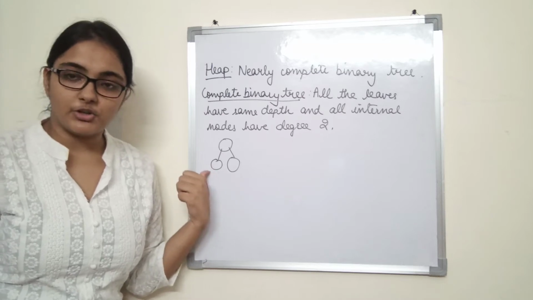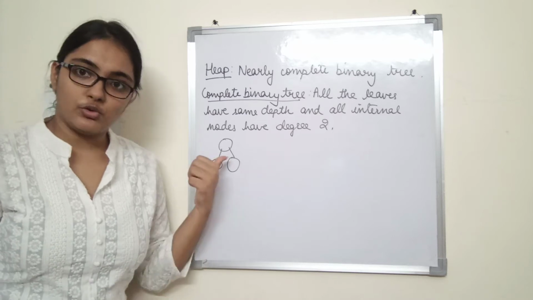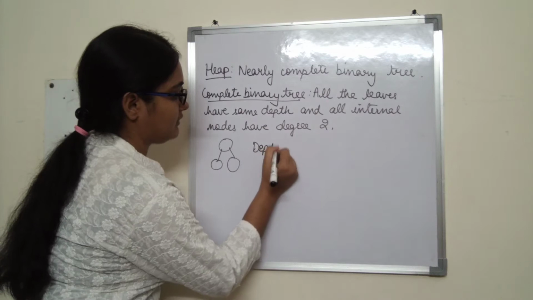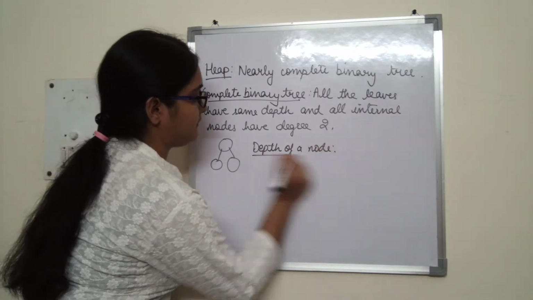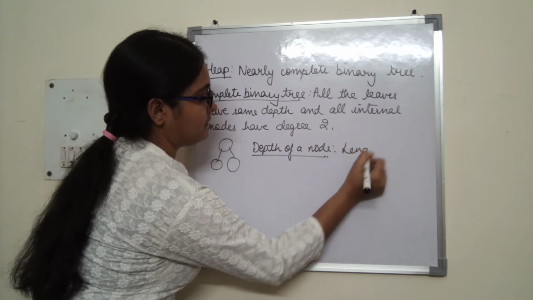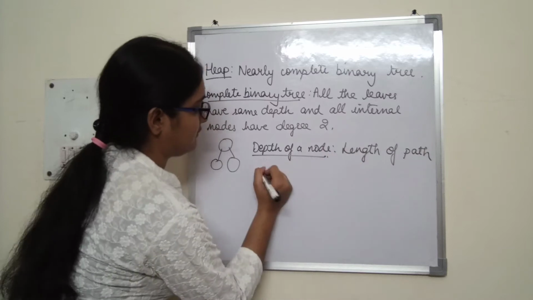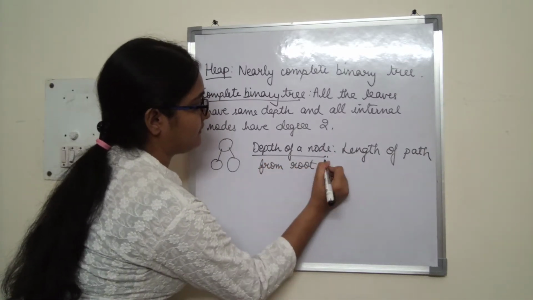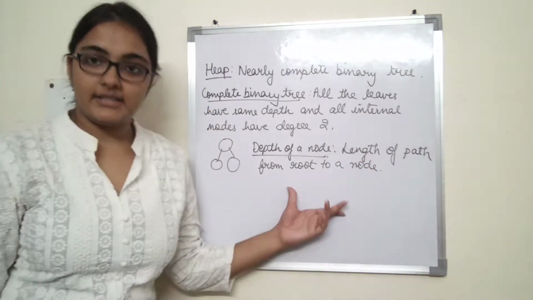What is the depth of a node? Now the depth of the node is the length of the path from root to that node. Should also write depth of a node. Length of path from root to a node is called as the depth of the node.